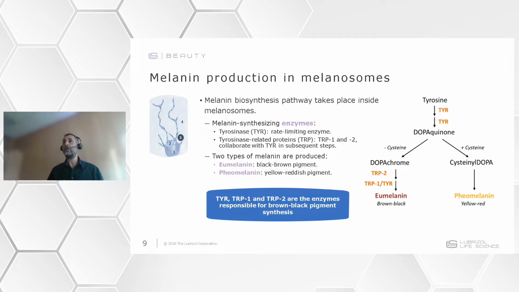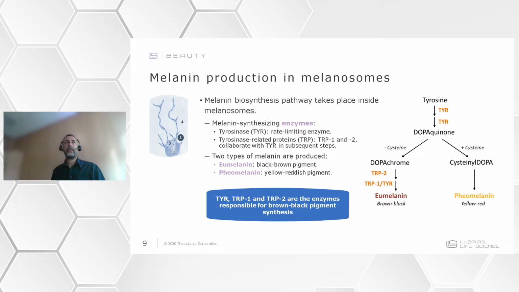Okay. So this is one of the traditional methods we have to control the melanin, the inhibition of the tyrosinase. But this is not enough. As you can see, the melanin production is very complex, and we need to act in all the different steps of the process to have a higher and more efficient melanin control.